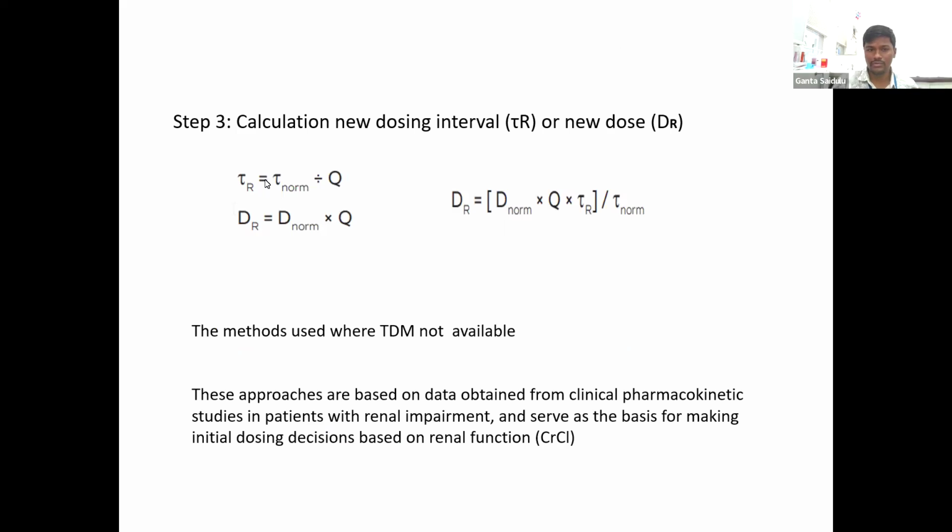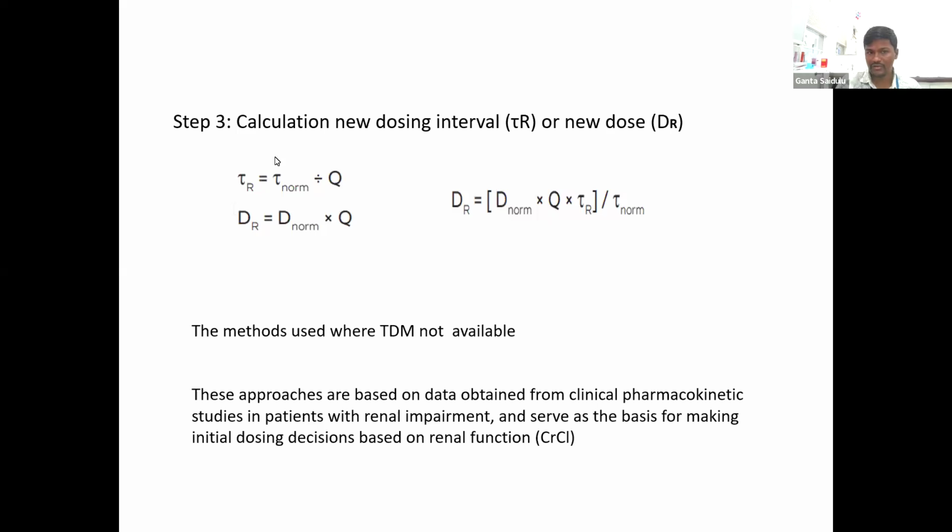So, the calculation of the new dosing interval or new dose. The new dosing interval is equal to the normal dosing interval divided by the dose adjustment factor. We already have the dose adjustment factor from step 2, and we already know the normal dosing interval, whether it is TID dosing, meaning 8-hourly dosing, for meropenem or piptaz, or OD dosing, meaning 24-hour dosing, for amikacin or levofloxacin.